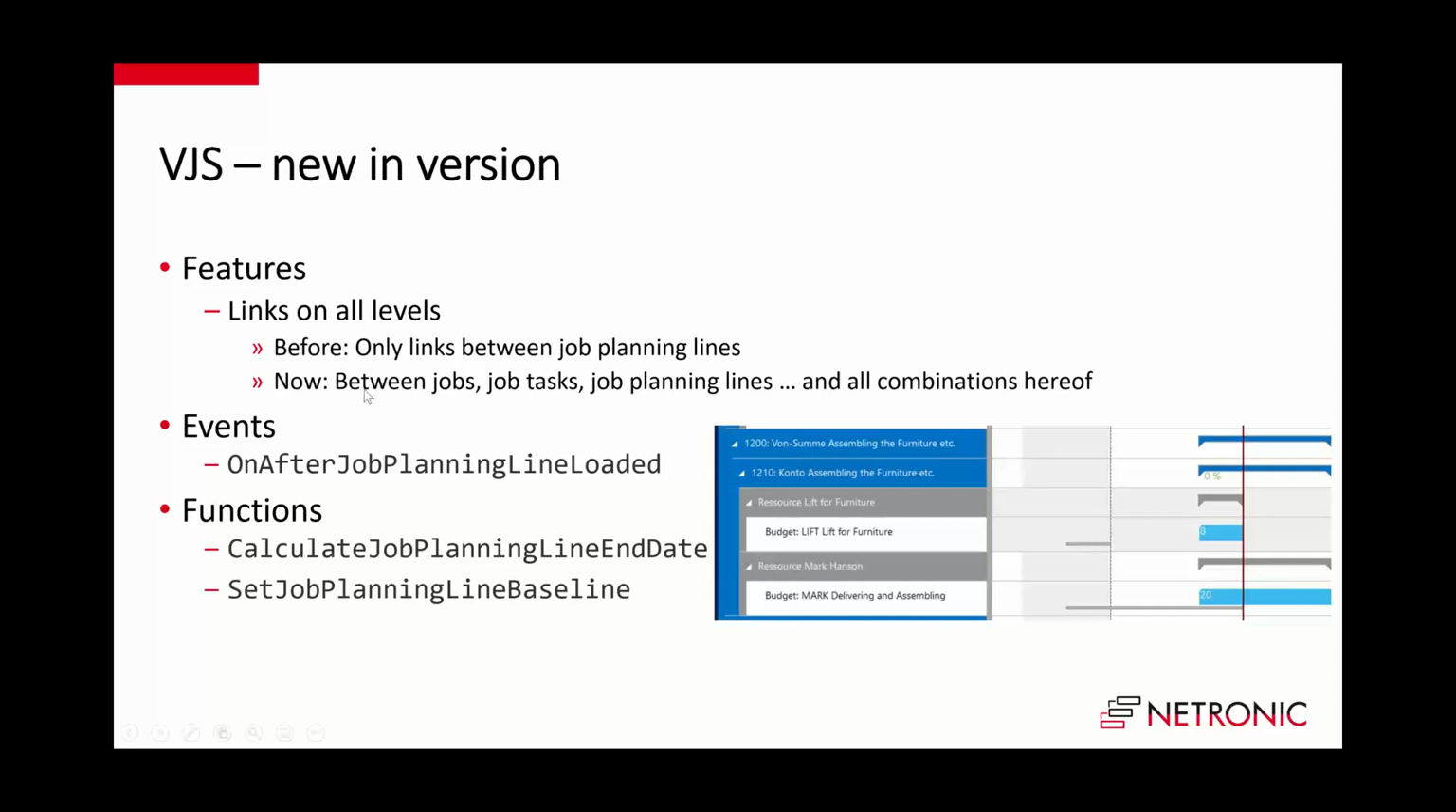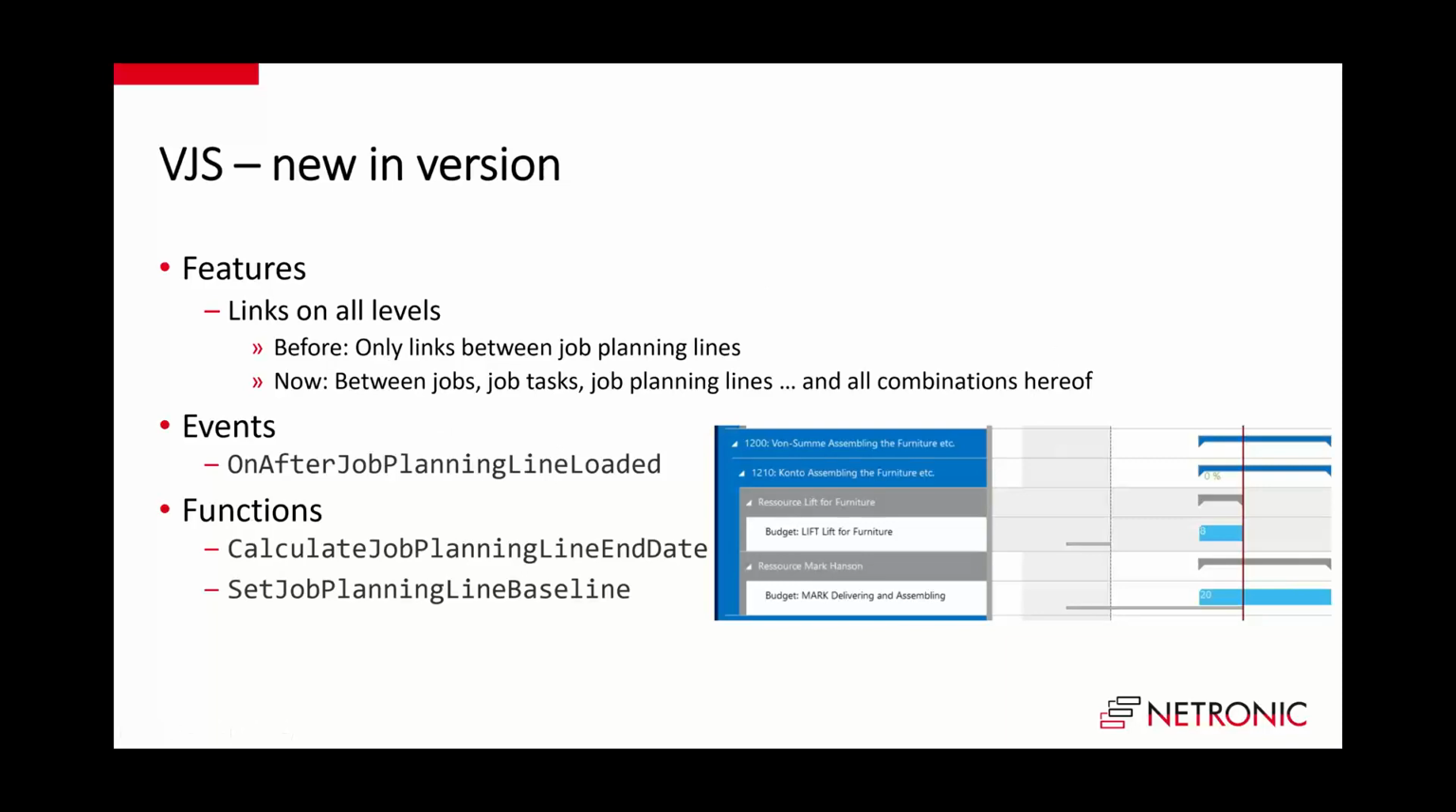And of course, the new types of links that you can create, for example, between job and job, or between job and job planning line, or between job tasks, all follow the same save mechanism as before. So if you create a job template with links between jobs or job tasks or job planning lines, and save this and create a new job based on this template, you will have all these links. So this is quite huge and rounds up what we built before.